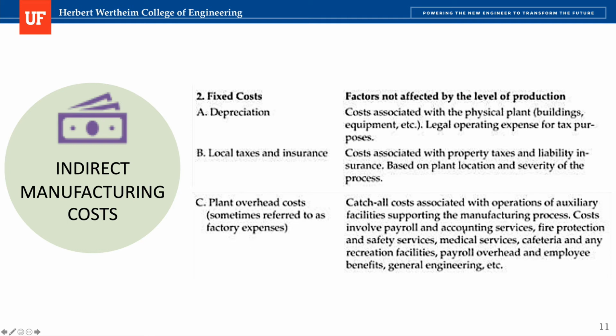You can also include here the local taxes and insurances, the costs associated with property taxes and liability insurance based on plant location and severity of the process. So this is important, right? When you consider this, particularly the type of chemical plant and the location, it changes whether it's state taxes or federal taxes. Plant overhead costs, sometimes considered factory expenses.